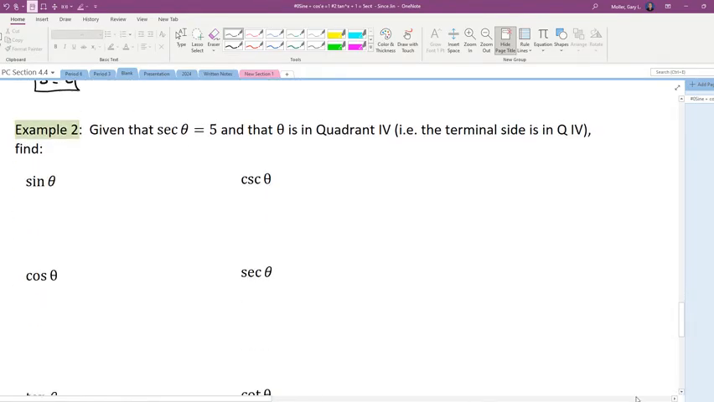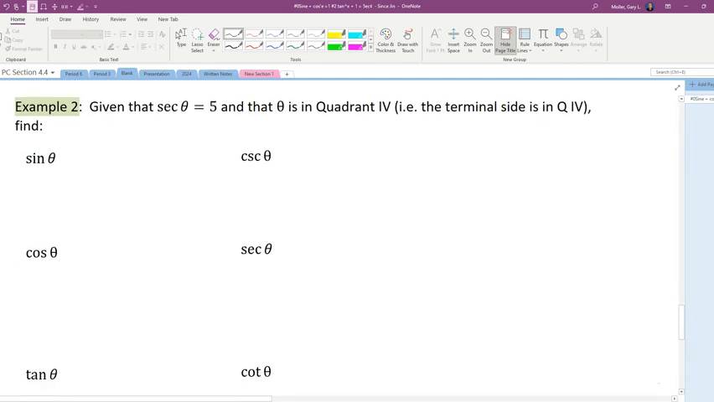All right, so here's the same basic question. So this time I want you to do all 6, excuse me. Given that secant theta is 5, and that theta is in quadrant 4. Now, what do I mean by that? I mean it ends in quadrant 4. So I'm not going to draw a circle because that gives the impression it's a unit circle. So I'm just going to draw an axis system.